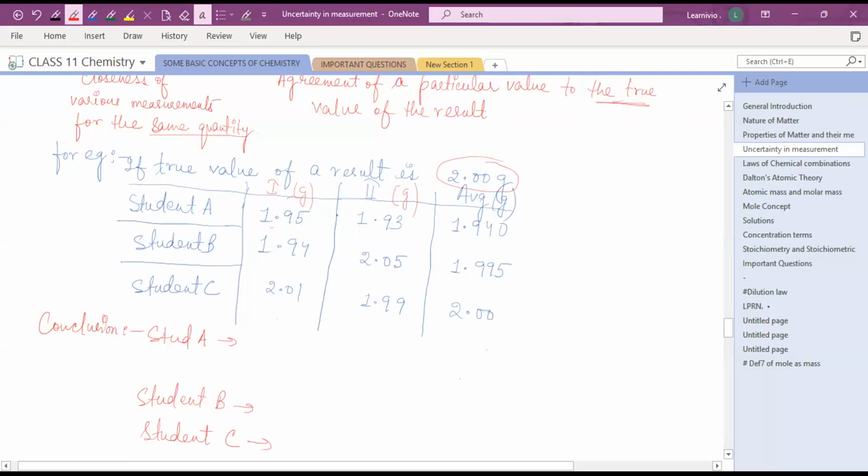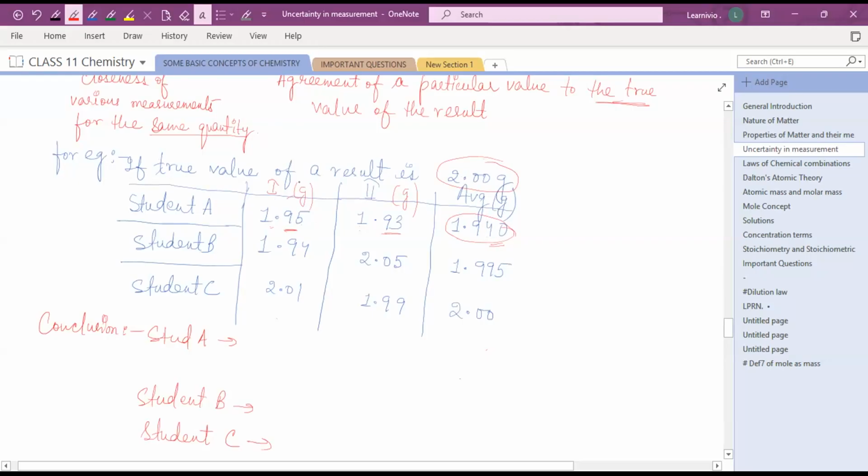For precision, you just have to match these readings. You have to see the two readings, whether they are close to each other or not. But for accuracy, you just have to see the average, and match this average result to the true value. Then you will get to know whether it's accurate or not.